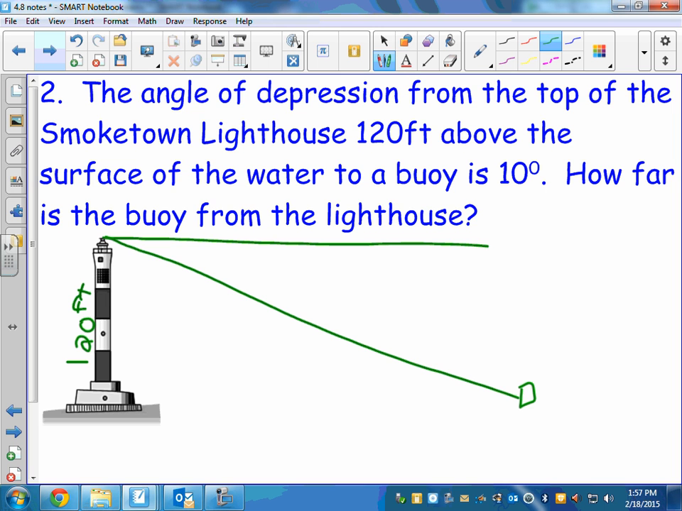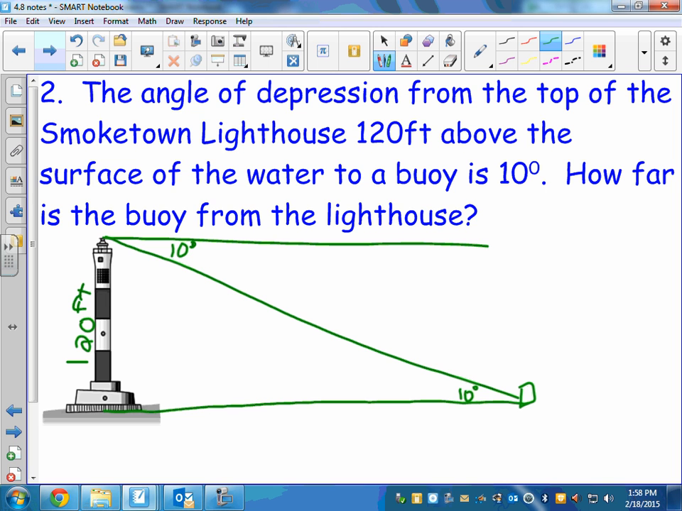So you have two options. Actually, you really have three options. One option is we could just label the 10 degrees up here. That is the angle of depression. The other option, which Chase so nicely pointed out to us already, is that this is also going to be 10 degrees because of those alternate interior angles. So it doesn't matter which way you do that.